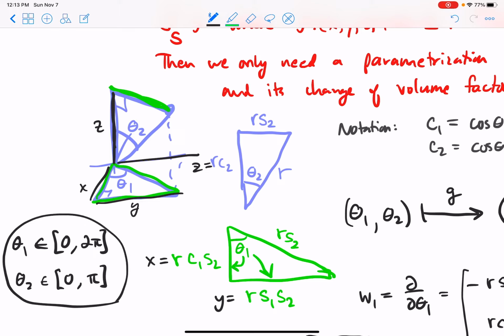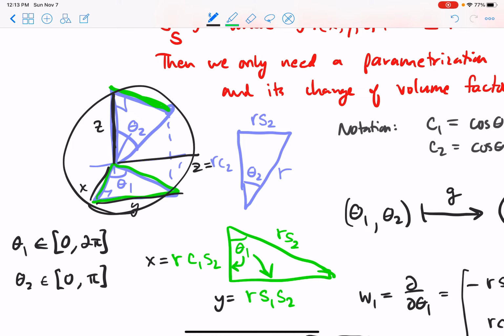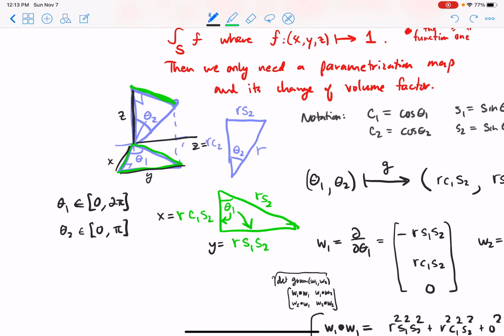Think about this. You need to think about why this works. If you don't believe me, then try it in a computer and you'll see you will double up the sphere if you let this go to 2 pi. That's too much. And you can really just think longitude and latitude.